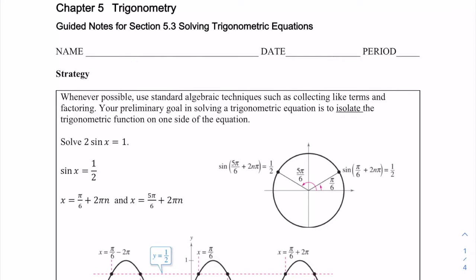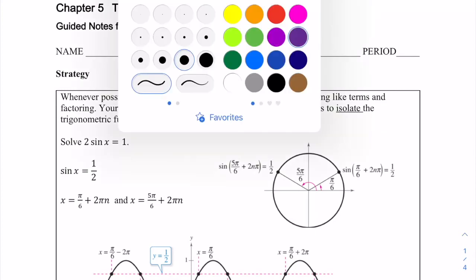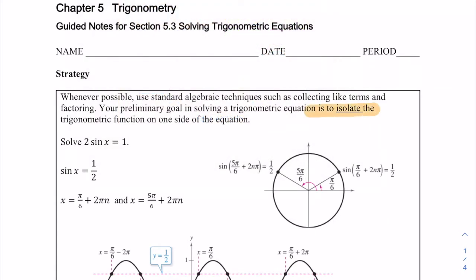Welcome back. Today we'll solve trigonometric equations. Whenever possible, make sure that you're trying to collect like terms, use those algebraic skills like factoring that you've done for the past few years. We always want to isolate the trigonometric functions whenever possible. So try to make sure you bring them to one side and solve the equation that way.